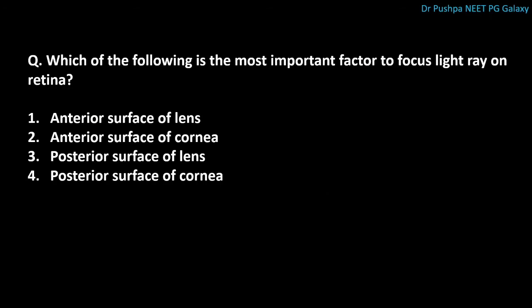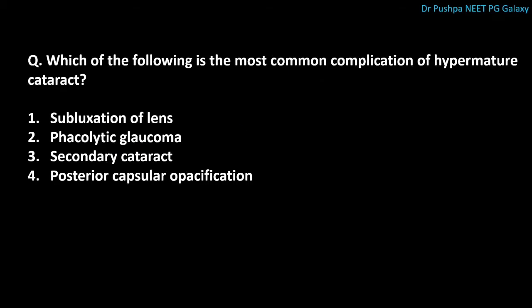Next question is, which of the following is the most important factor to focus light ray on retina? The correct answer is anterior surface of cornea. Curvature of the cornea is more important factor. Next question is, which of the following is the most common complication of hypermature cataract? The correct answer is phacolytic glaucoma. What are the stages of cataract? We have lamellar separation, incipient cataract, intumescent cataract, mature cataract, and hypermature cataract. The question asked is most common complication of hypermature cataract, that is phacolytic glaucoma.